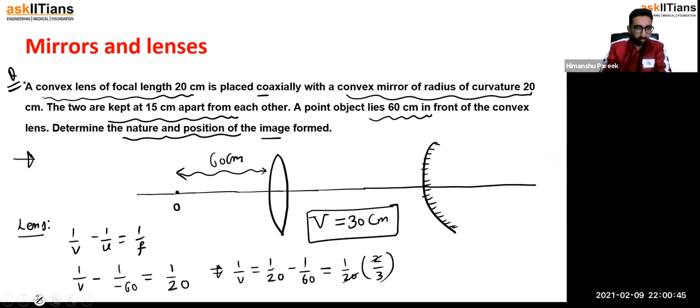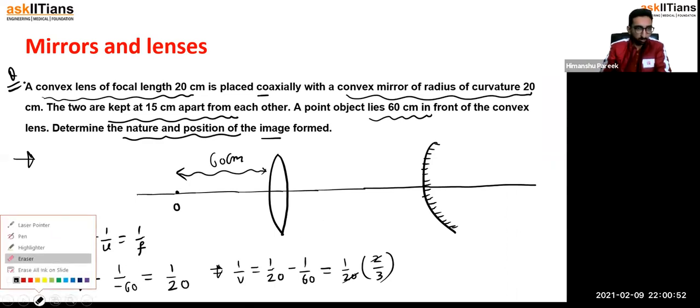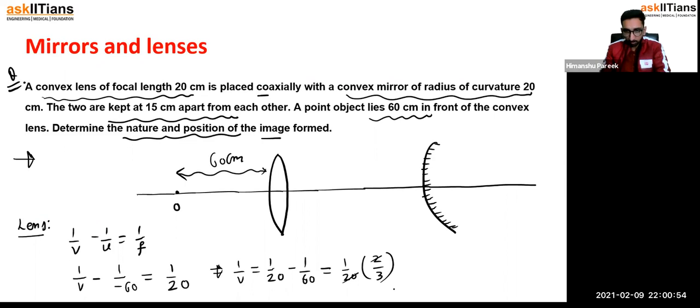So that's the place where the image is being formed. Let me write it somewhere else, because I'll draw the ray diagram also. I'll try to do that so that you understand it very well. So V is equal to how much? 30 centimeter, right? Yeah. Do not forget to invert, because that's a common mistake we make.